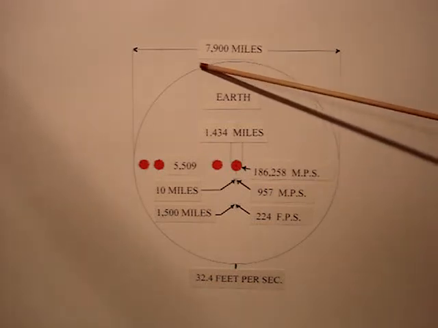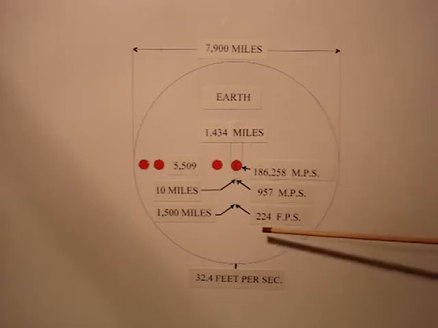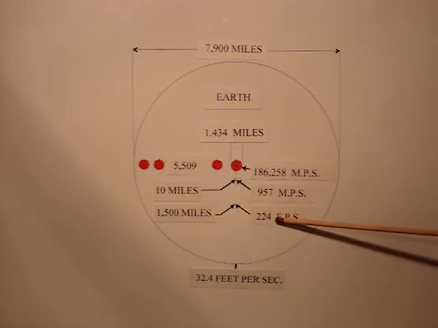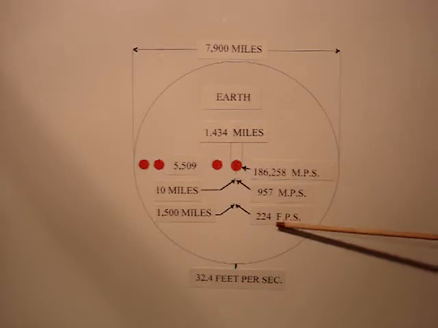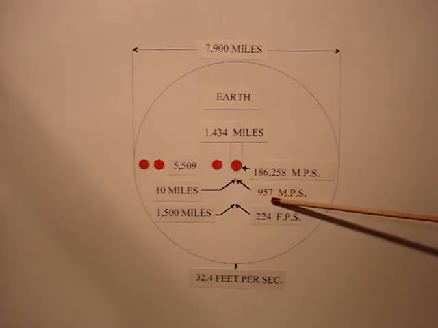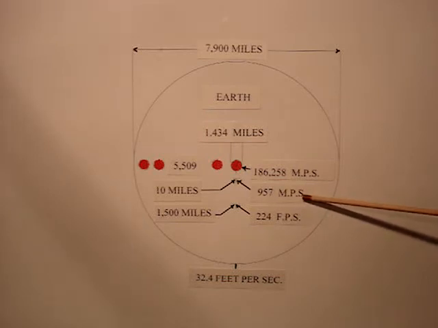This is planet Earth. Notice the acceleration values. 1,500 miles from the center of our planet, mass is accelerating at 224 feet per second. If you were to release a mass in this area and it would fall freely, this is how far it would fall in 1 second. At 10 miles from the center of the Earth, notice how it jumps up. Instead of feet per second, it's miles per second, almost 1,000 miles per second.